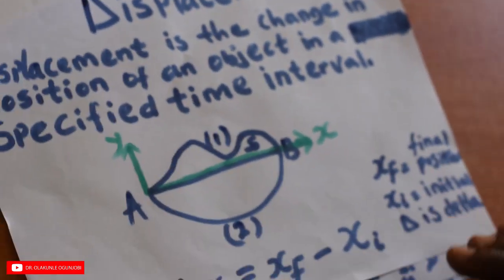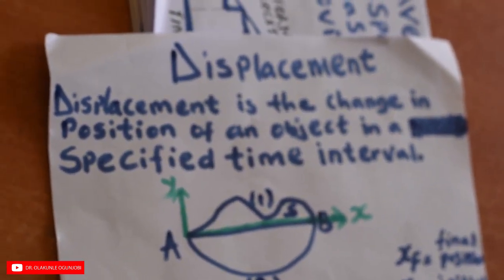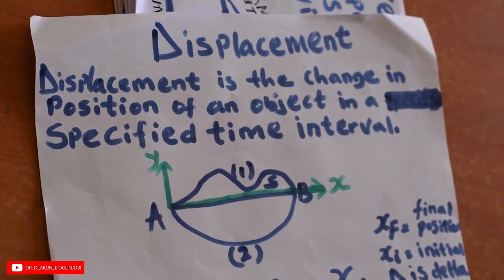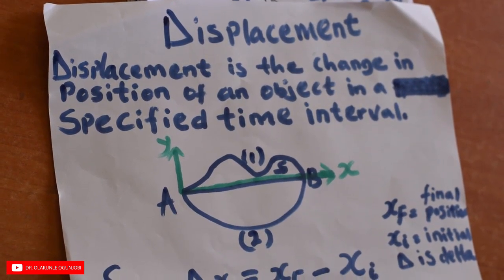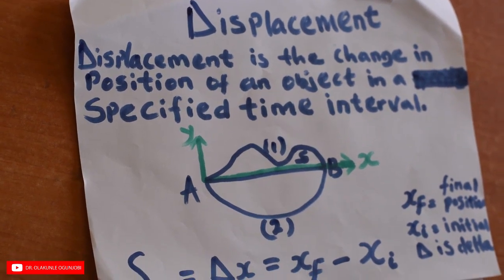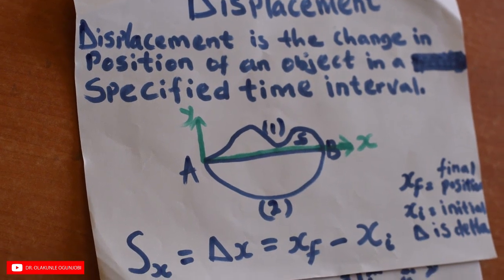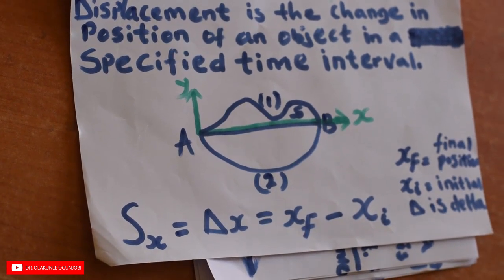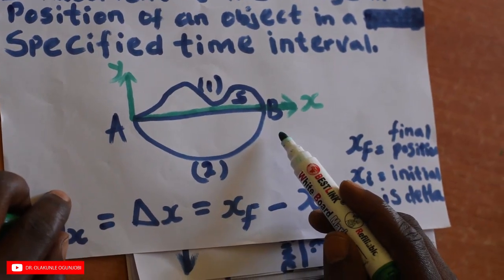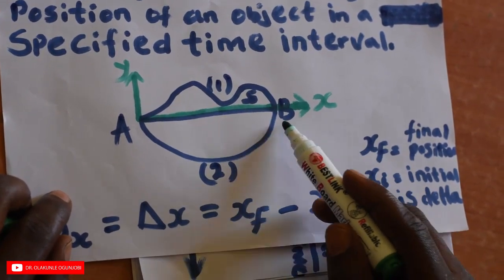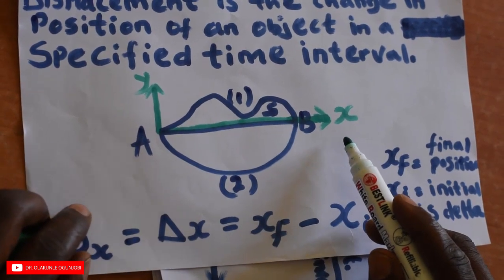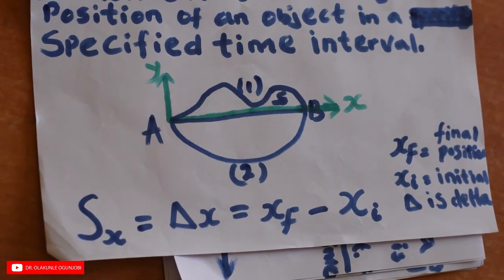So displacement is the change in position of an object in a specified time interval. The displacement can also be understood as the distance from the initial position to the final position along the straight line. You can see a straight line from the initial position, that's point A, going through to point B, which is the final position in this case. Of course, the straight line means displacement.